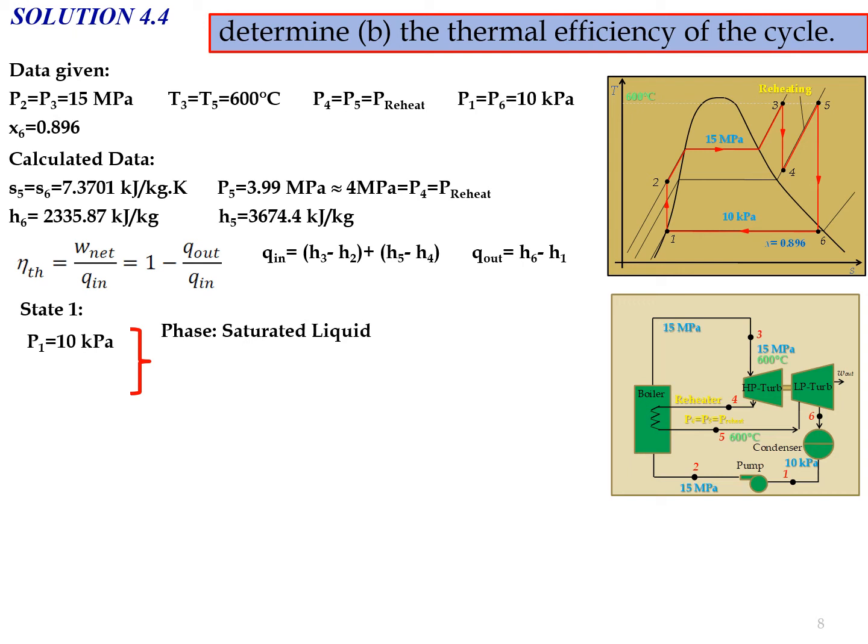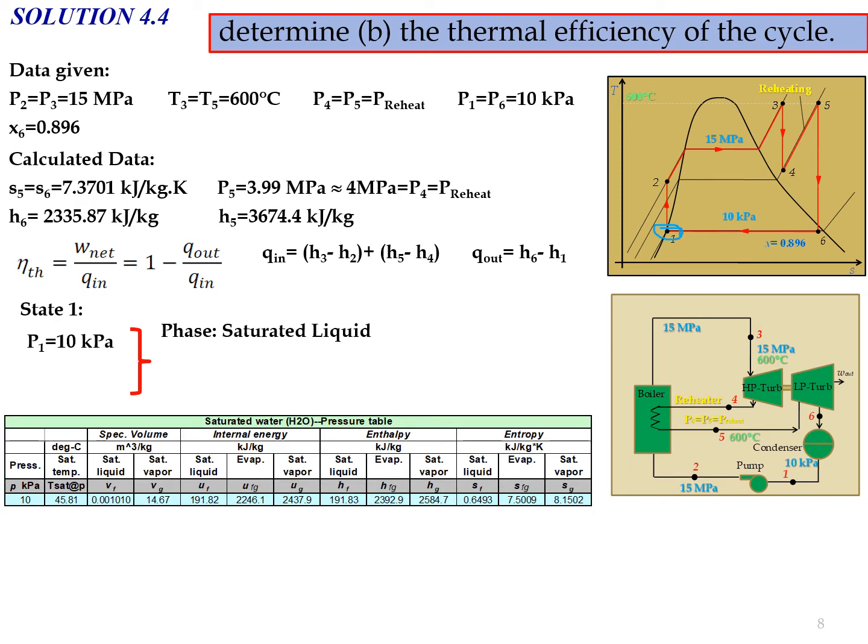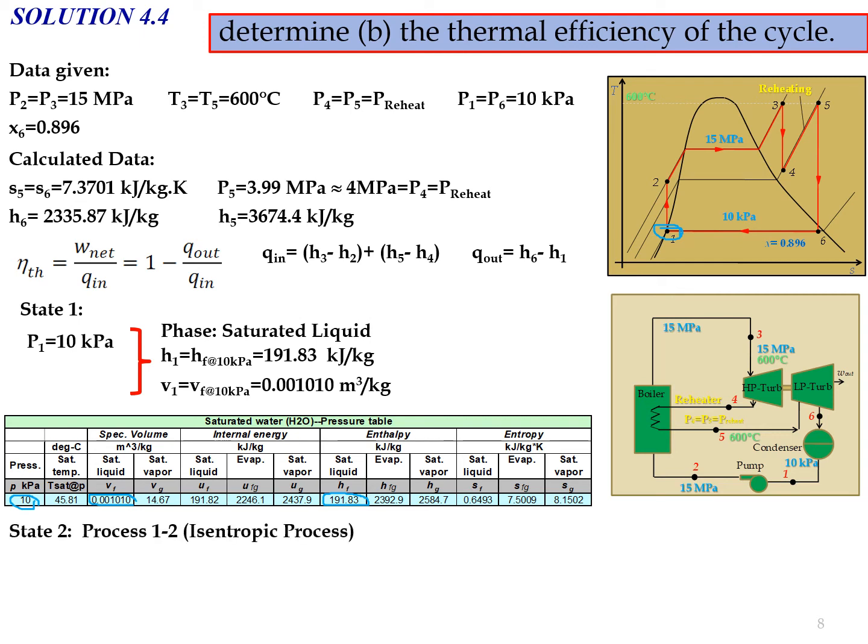As you can see in the TS diagram here, state 1 is exactly at the saturated liquid line. So now we can go straight to the saturated water table, the pressure table. We can extract the information at 10 kPa, the specific volume of the saturated liquid, v_f, and also h at the saturated liquid line. So we can just write down the information.